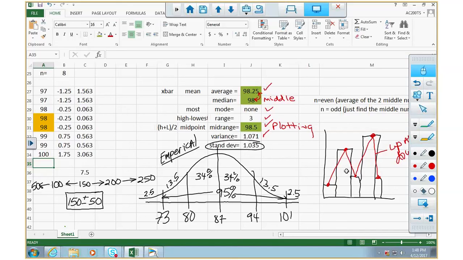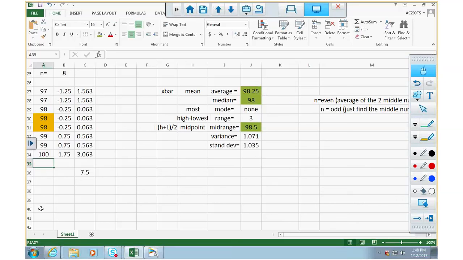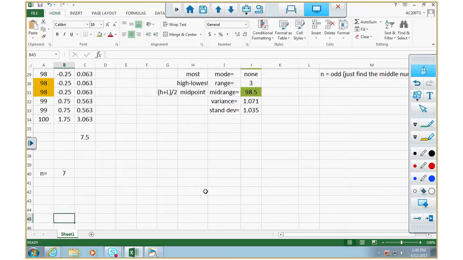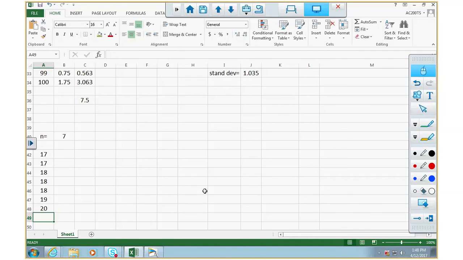All right, let's do one with odd. N is equal to an odd number. N is equal to 7. Let's go with ages. No, let's go with 17. I'm going to put them in order for you: 17, 18, 18, 18, 19, 20. I think that's 7, isn't it? All right, I want you to do as much as you can with those numbers. I hope you do all of it.